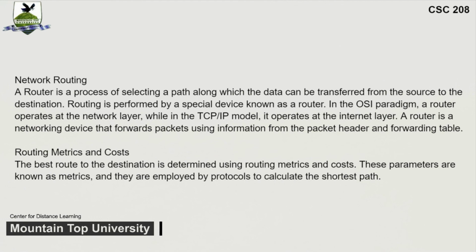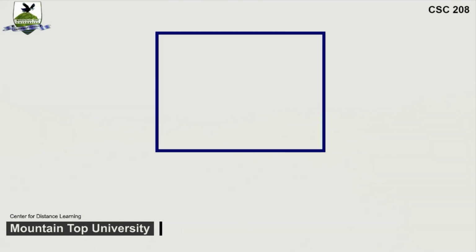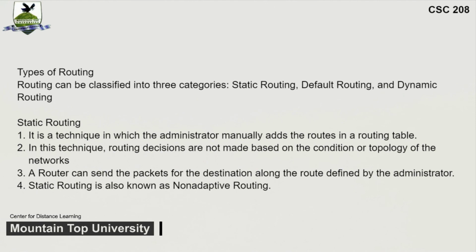Routing metrics and costs. The best route to the destination is determined using routing metrics and costs. These parameters are known as metrics, and they are employed by protocols to calculate the shortest path. The most common metric values are: 1. Hop count, 2. Delay, 3. Bandwidth, 4. Load, 5. Reliability. Types of routing. Routing can be classified into 3 categories: static routing, default routing, and dynamic routing.